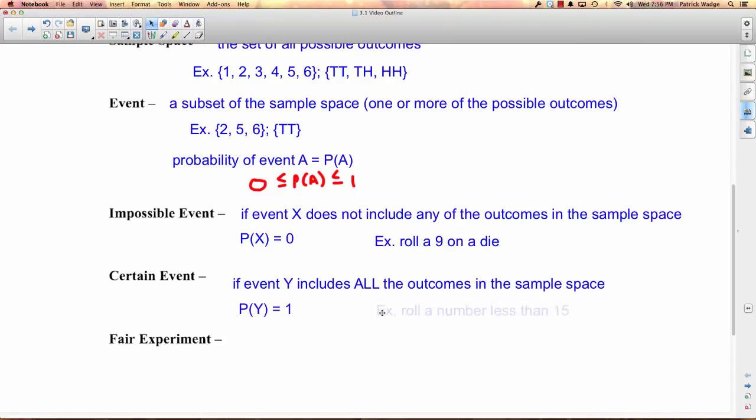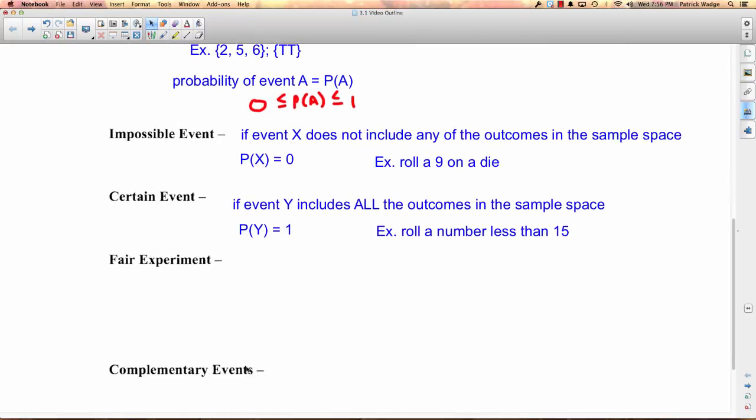An example of that: if I rolled a die and I said, what's the probability of getting a number less than 15? Well, again, on a standard die, they're all less than 15. So it's going to happen. It's for sure. It's certain. The probability is 1.